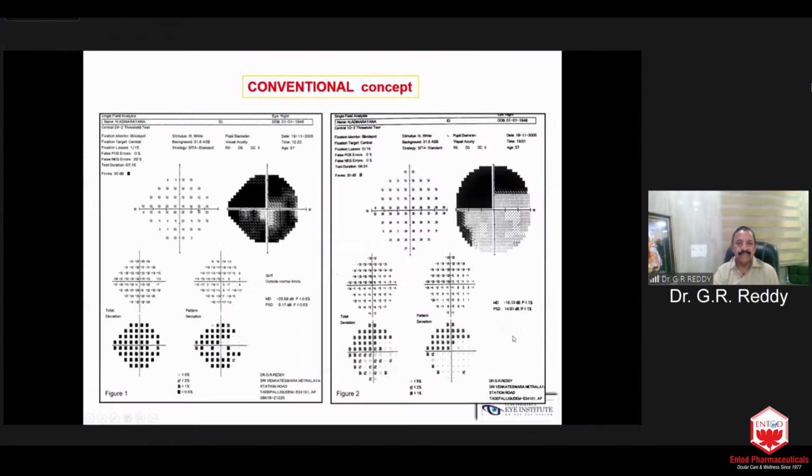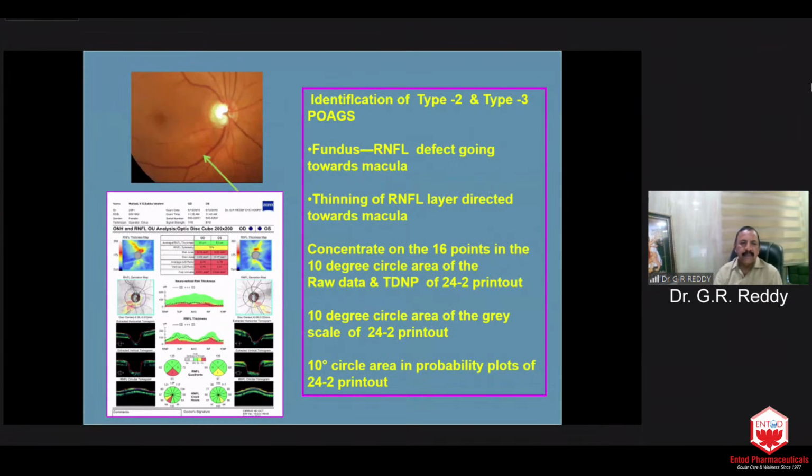So now we will see. This is the conventional concept. But normally, what gives you the clue to go for 10-2? Identification of type 2 and type 3 glaucomas.